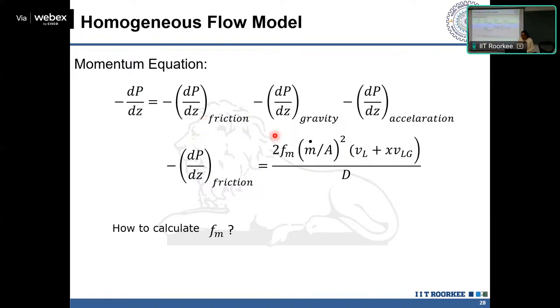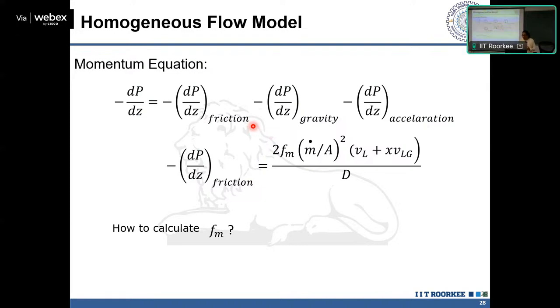Now the friction can be estimated very easily. Let us first look at it, because in the majority of cases we are very interested in the frictional pressure drop. Here Fm, the subscript M, is used for the two-phase flow friction factor. But how to calculate it?